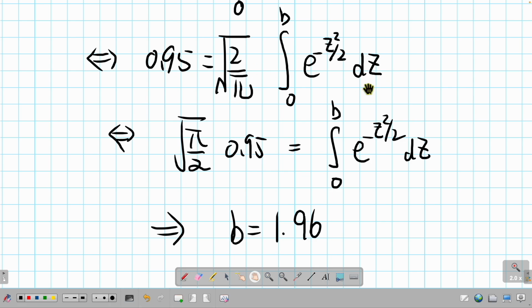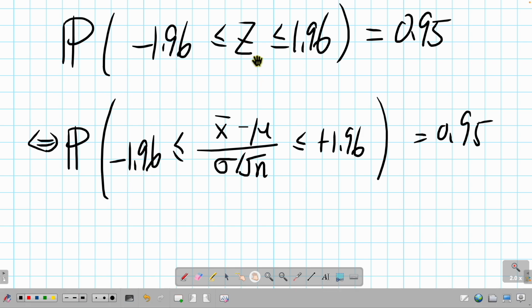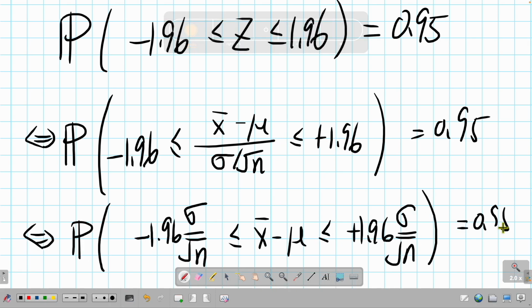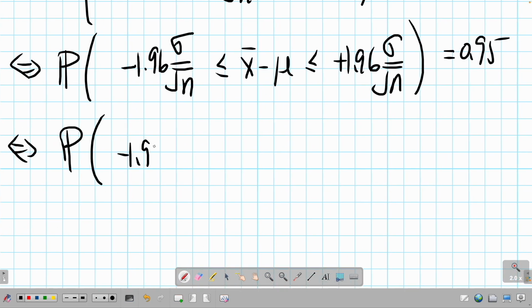Solving this, I can move everything to the other side, which gives me this expression. This is the integration that you don't know how to solve. That's fine, I will give you the answer. b is 1.96. So the probability of the z variable between negative 1.96 and positive 1.96 is 0.95. So z is x bar minus mu divided by sigma over square root n. We are going to rewrite the thing inside to make mu in the center. What I'm doing here is that I multiply the whole expression by sigma divided by square root n. So it gives me this.